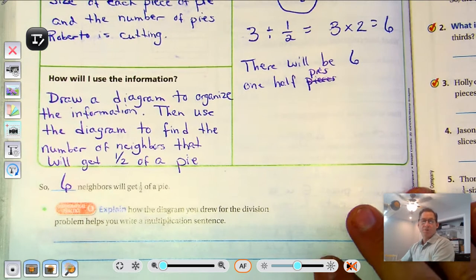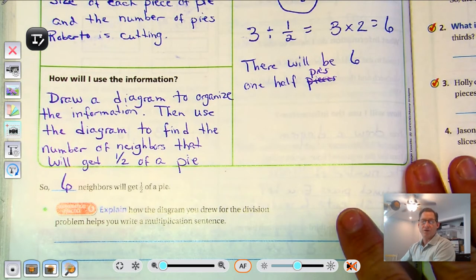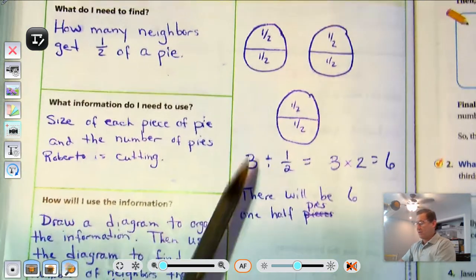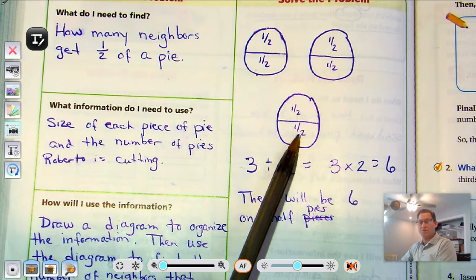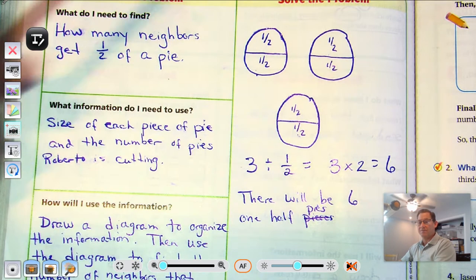Well, how does the diagram we drew help us to write the multiplication sentence? Well, this shows we have 3 groups of 2 halves.